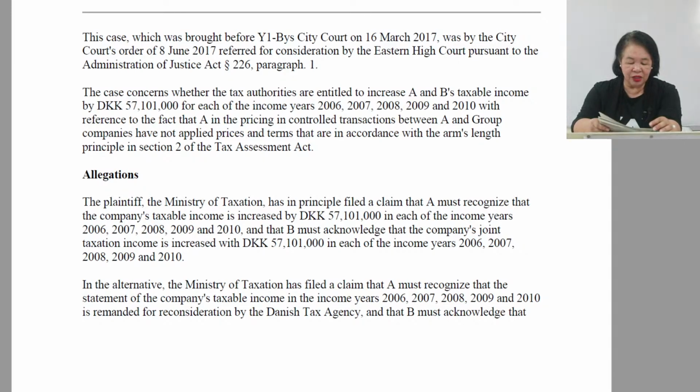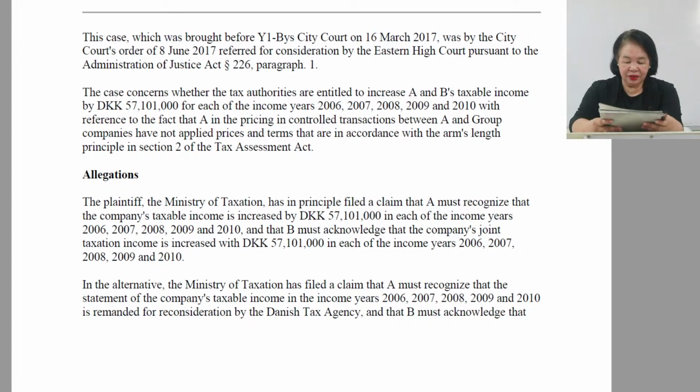The case concerns whether the tax authorities are entitled to increase. To increase meaning nag-assess siya, no? Dinagdagan niya yung income to increase A and B's taxable income kasi si A and B ito yung related party, no? By Dennis Krohn, 57,101,000 for each of the income years 2006, 2007, 2008, 2009, and 2010. So, 5 years po itong investigation na nagkaroon ng adjustment on the income tax.